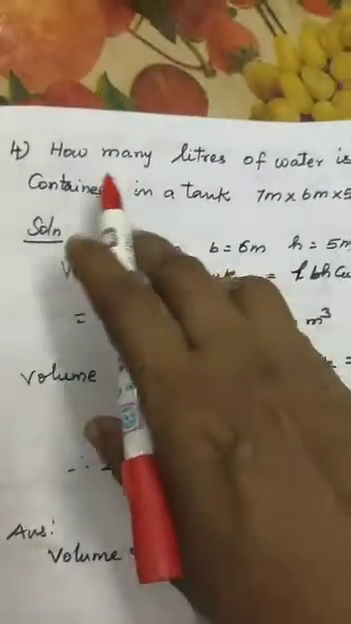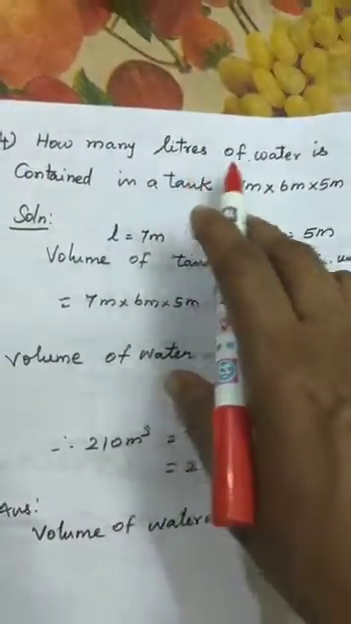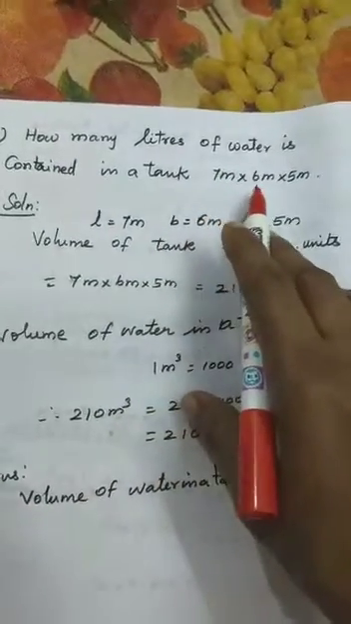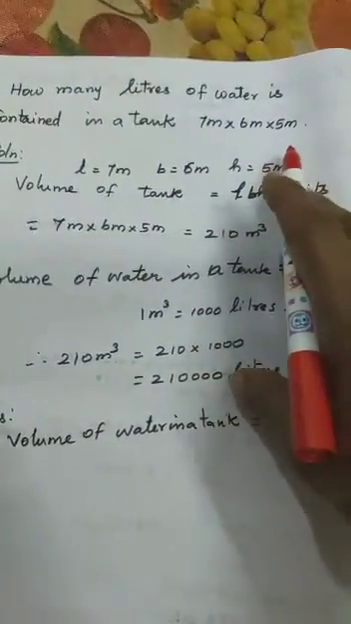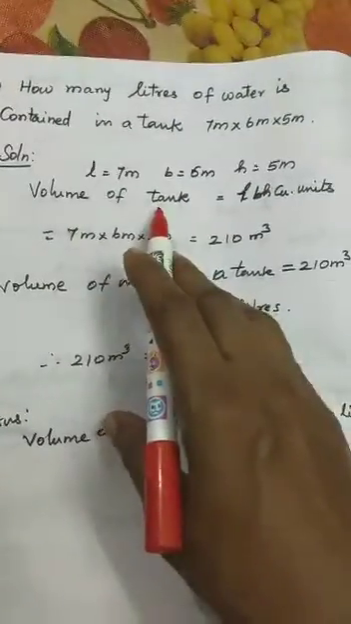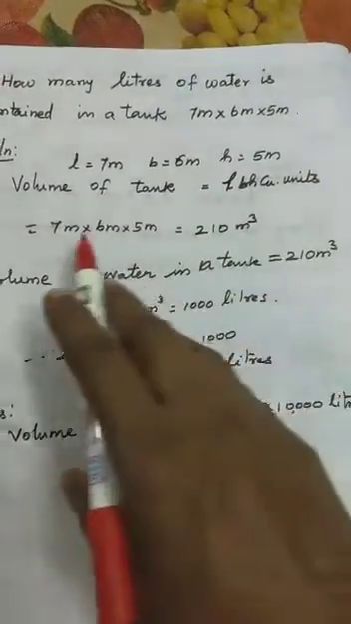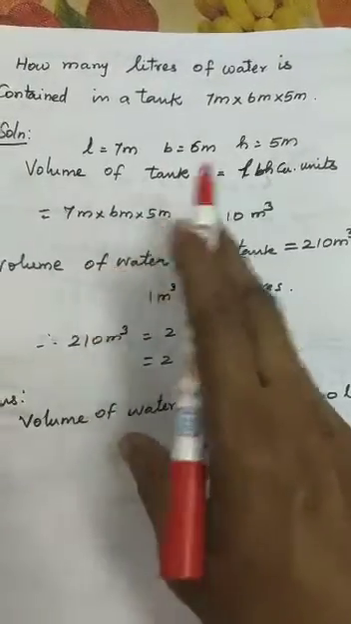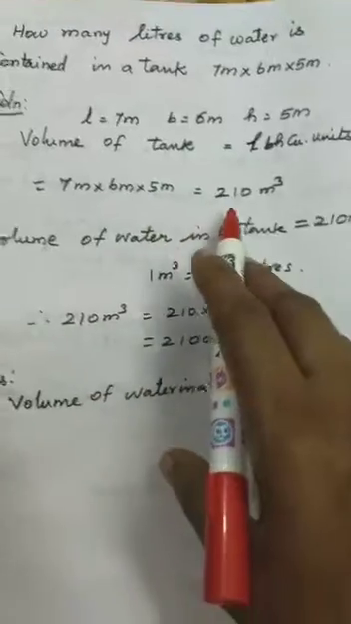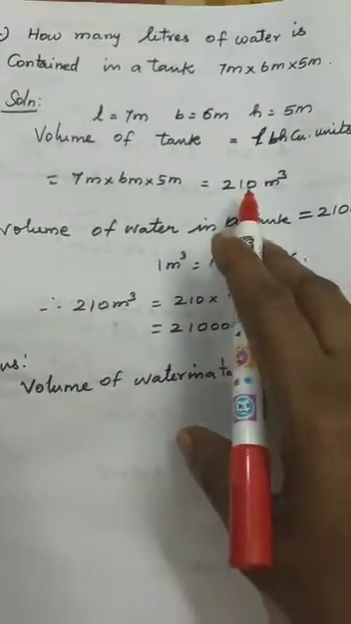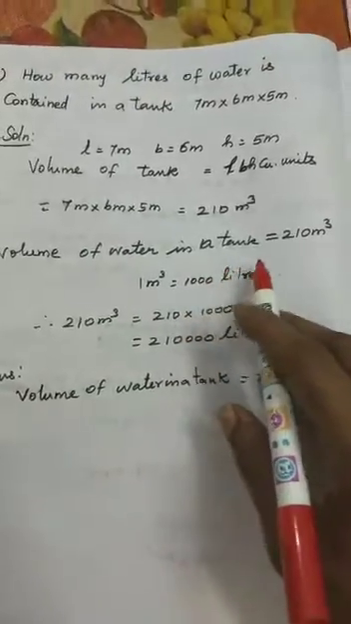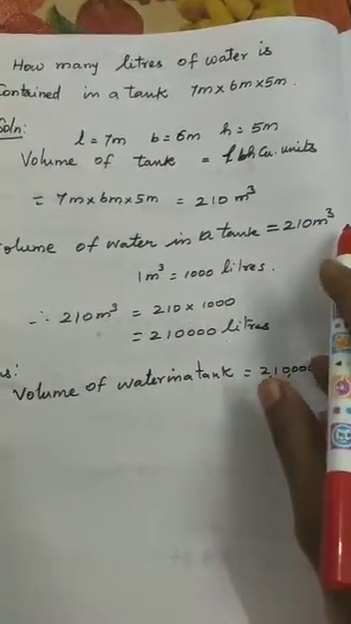Then the fourth sum: how many liters of water is contained in a tank? 7 meter, 6 meter, 5 meter. LBH they are given. So volume of the tank is LBH cubic units. That is 7 into 6 into 5. 7 6s are 42, 42 5s are 210 meter cube. So the volume of water in the tank is 210 meter cube, isn't it?